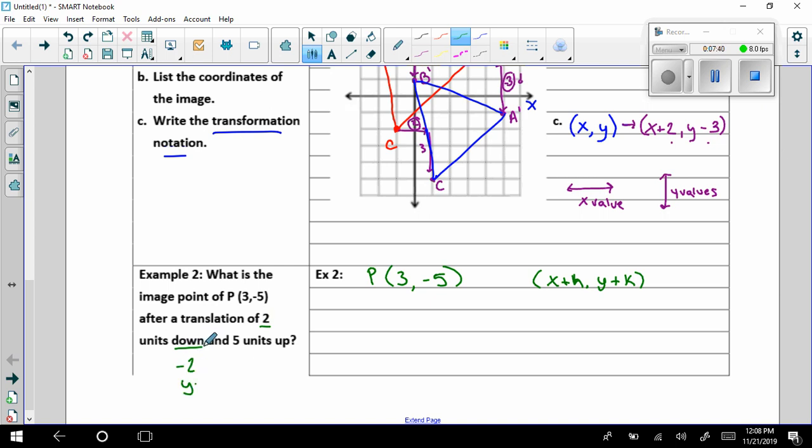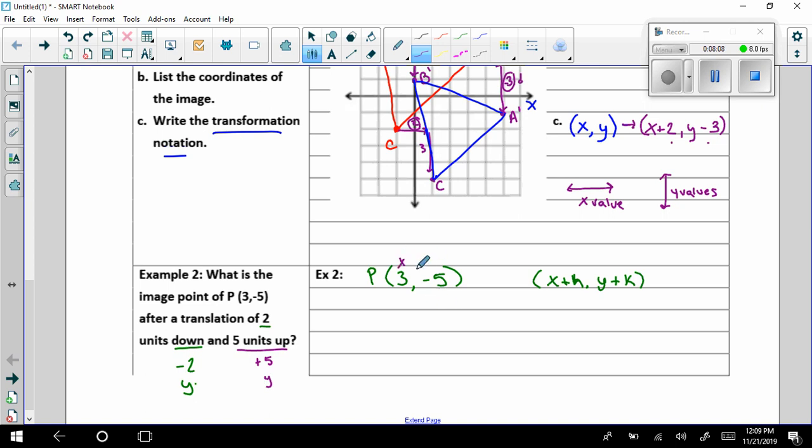All right, I don't like it when they flip that. And 5 units up is again a +5, but it's affecting our y. So we're adding 5 to y. So we're both taking 2 away and then adding 5 from our y.